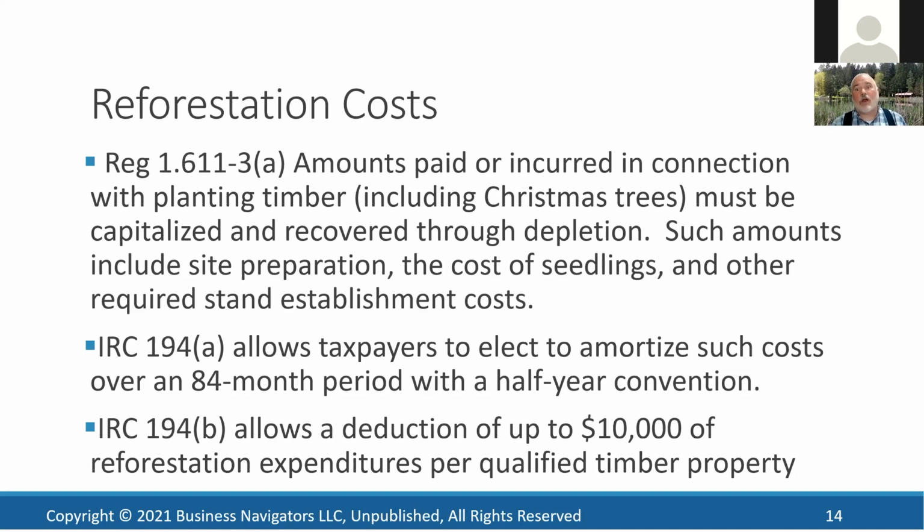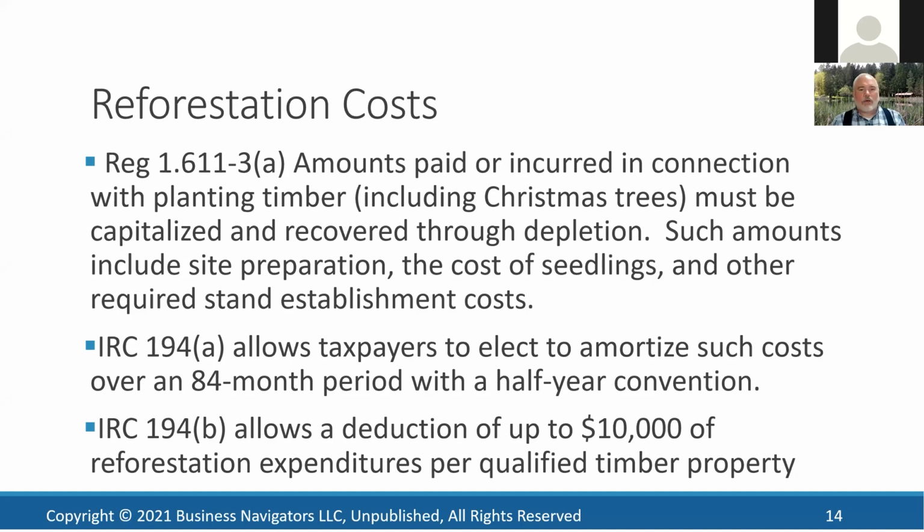So let's say you have a large harvest. We've had people, say you logged 100 acres, and it cost you $40,000 to prepare the site and plant the trees. That's one qualified timber property, so you have $40,000 of cost. You can elect 194B to deduct $10,000 of that cost this year, if you spent the money this year, and the other $30,000 would be amortized over 84 months. So we look at the total amount of cost. You can deduct up to $10,000 in the first year, and you amortize the remainder over the 84 months.